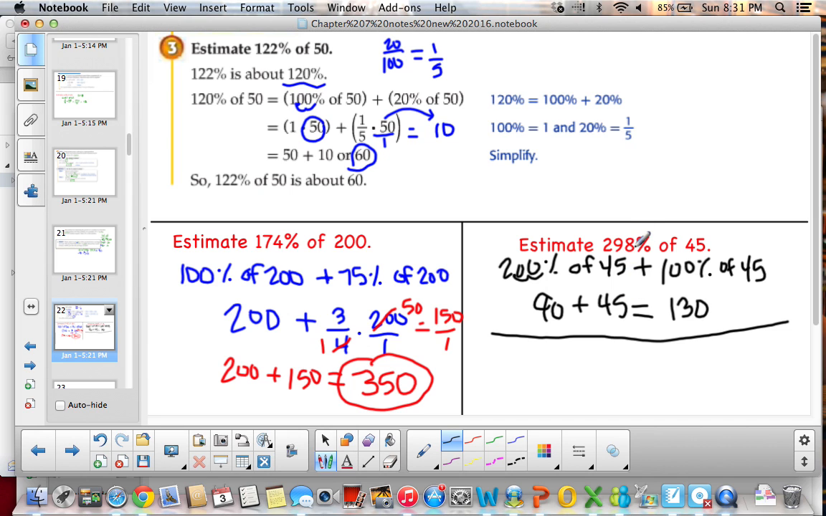Also, 298% is really close to 300. So if I took 300% of 45 and then I changed 300% to just 3. So if I did 3 times 45, I would get, not 130, I knew that didn't seem right, 135. 3 times 45 would be 135, approximately.